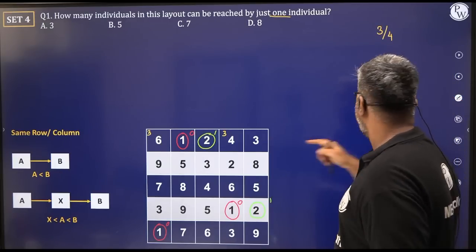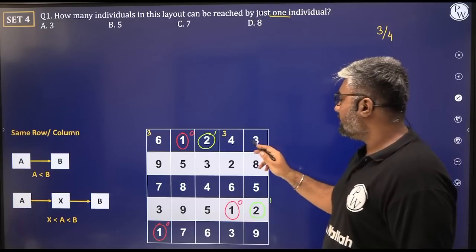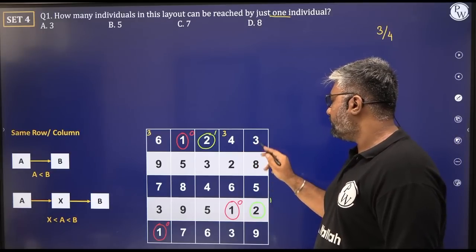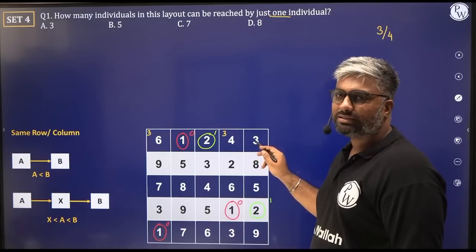इस 3 की तरफ देखते हैं. What is the deal with this 3? This 3 cannot be reached by 4. This 3 cannot be reached by 8. अगर ये 4 से नहीं जा सकता तो कहीं और से नहीं जाएगा.